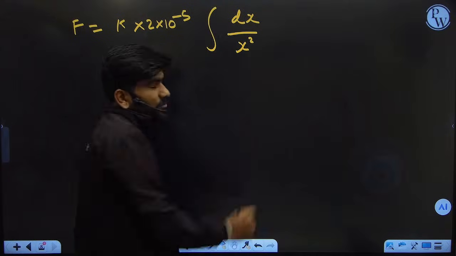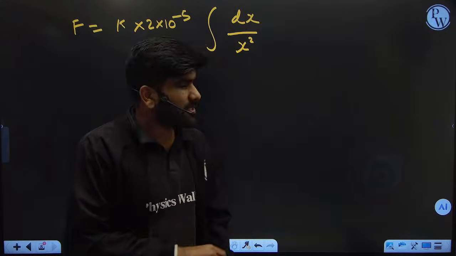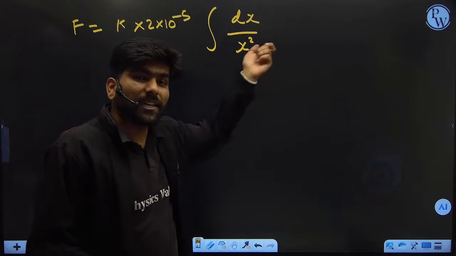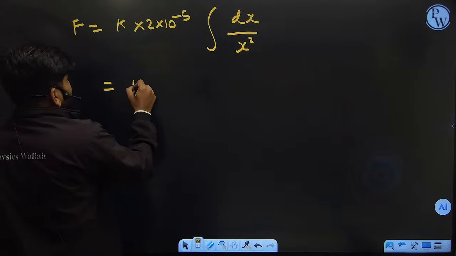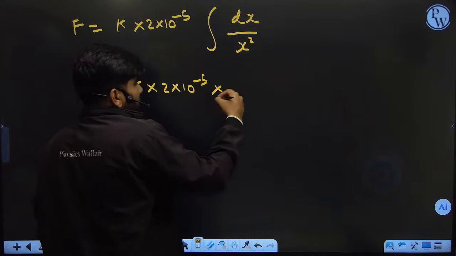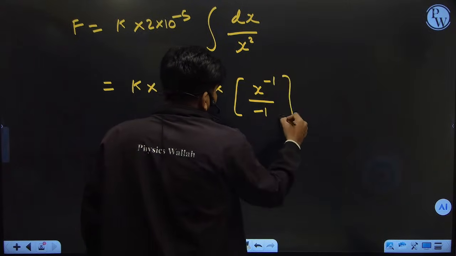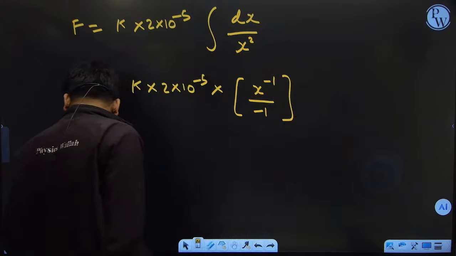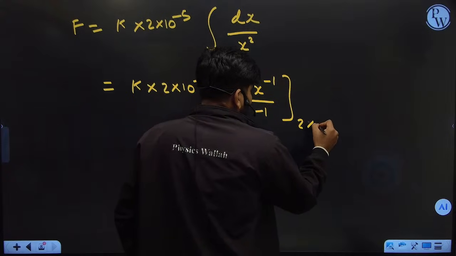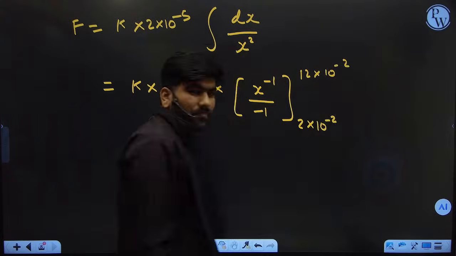I am ignoring the limits for the time being. I will put the limits back when we finally apply them. How to integrate it? 1 by x square can be written as x to the power minus 2. The integration of x to the power minus 2 is going to be x to the power minus 1 by minus 1. Now we can put the limits, the limits being 2 into 10 raised to the power minus 2 to 12 into 10 raised to the power minus 2. Okay.